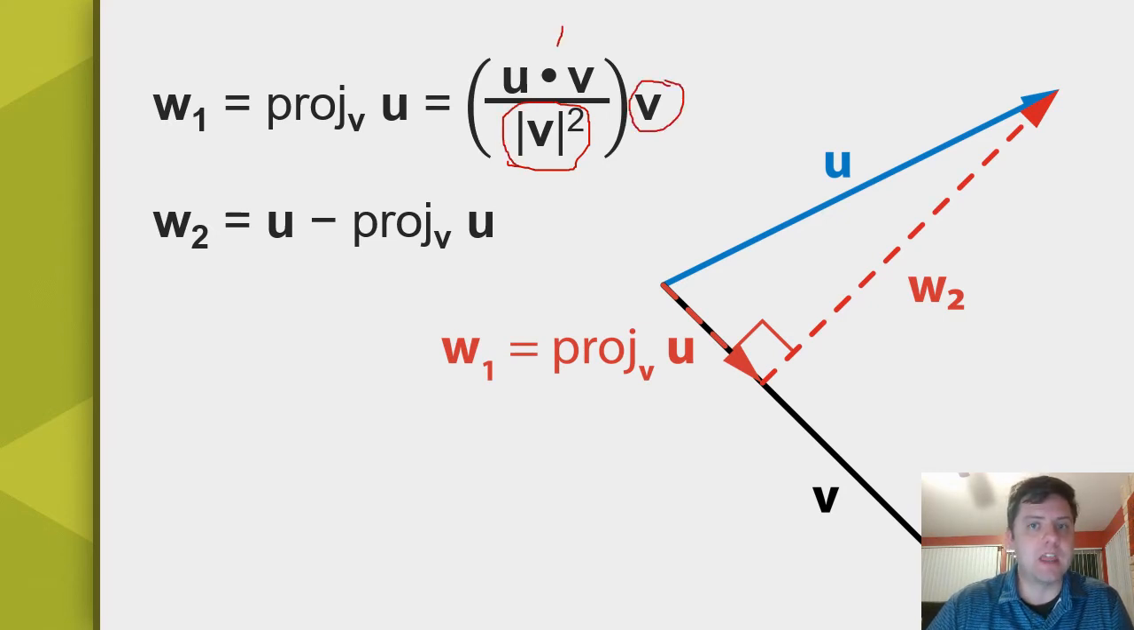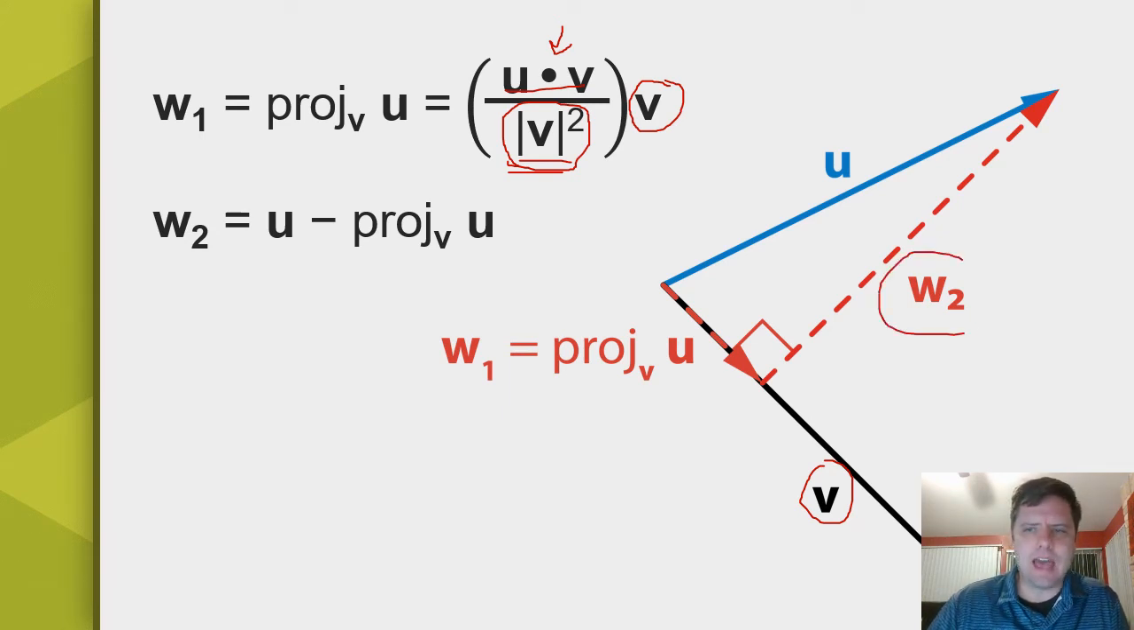Remember, that's going to be a scalar quantity, right? Because the magnitude is just a number. The dot product, remember, is just a number. So we take the dot product divided by the magnitude squared of v, and then we multiply that number into the v vector that we started with. And that's how we get the projection of u onto v.